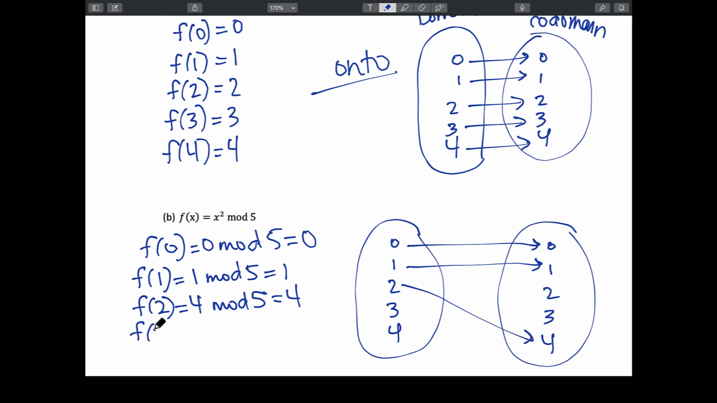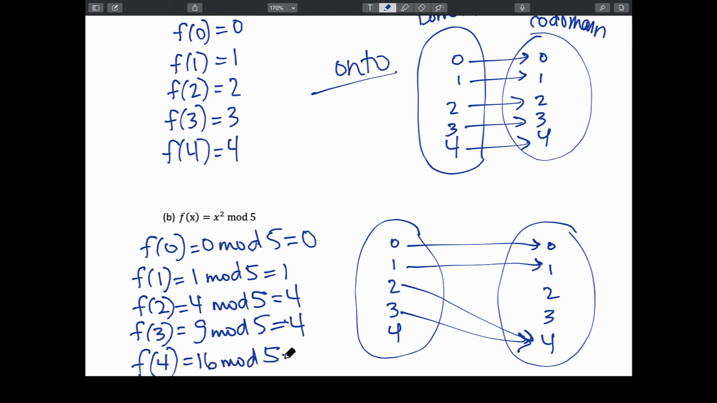F of 3 is 9 mod 5. That is equal to 4. And so we're going to see that all of a sudden we have a problem, because, and we'll see this when we talk about proof later on, let's see, f of 4 is 16 mod 5. And we know that if we divide by 5, it has a remainder of 1. And so 4 goes to 1.